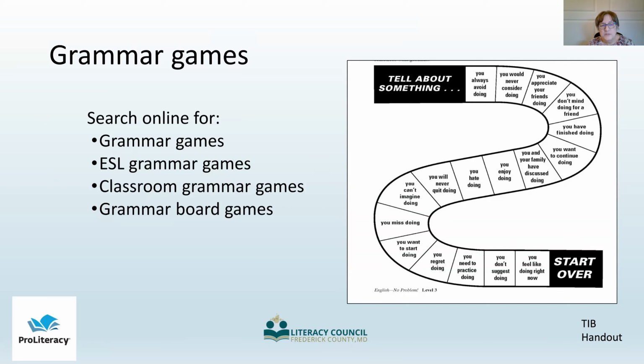You can adapt this to almost any grammar topic. And again, this sort of game board or worksheet can be displayed on your screen for an online session, or you could send a copy to the student ahead of time so that you can each work with a game board, although you're in different locations.